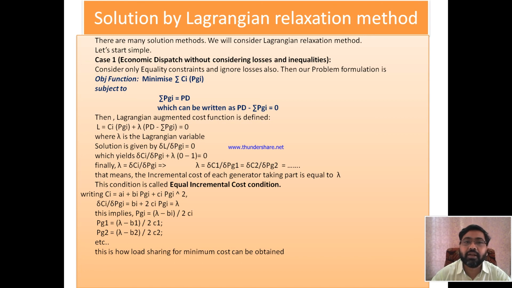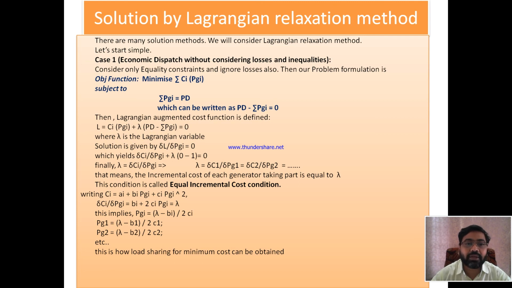Case 1 is economic dispatch without considering losses and inequalities. That means the inequality relation that we have seen in the previous slide is ignored here, and the PL loss is also ignored. So we start with this simple case. Your objective function will look like: minimize the summation of Ci of PGi, subject to the constraint that the summation of PGi equals PD. So this is your simple problem.